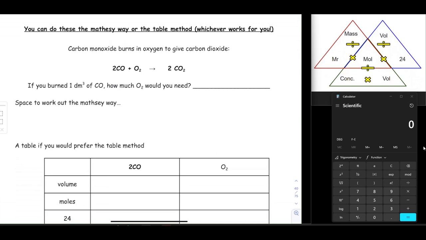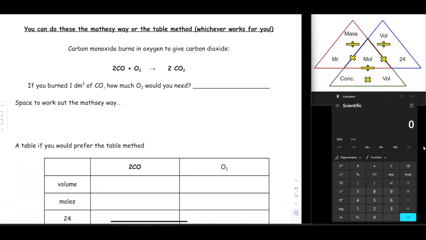Okay, so you can do gas triangles the mathsy way or the chemistry way, the table method, it doesn't matter. We'll go through both here, and one way will work in your brain better than the other way. I suggest that you find the way that works for you and you stick with it.